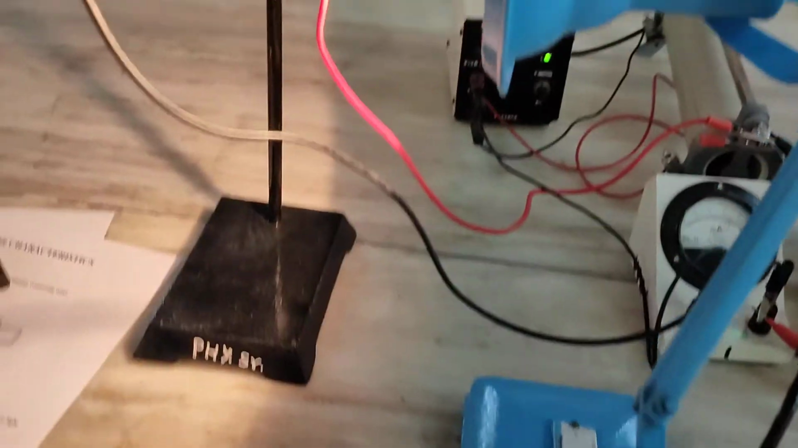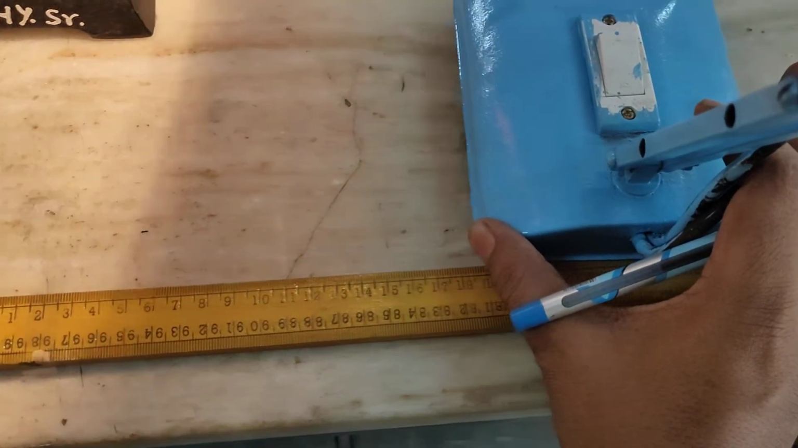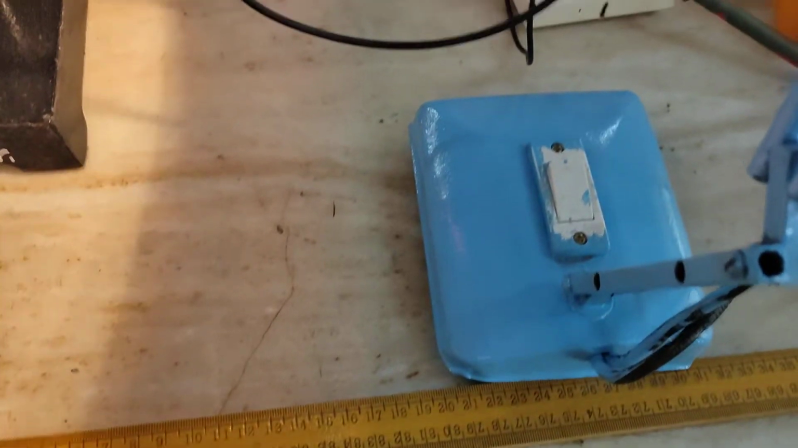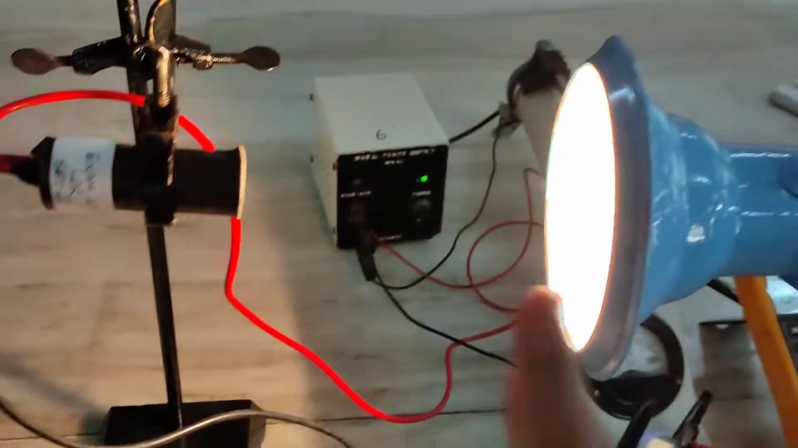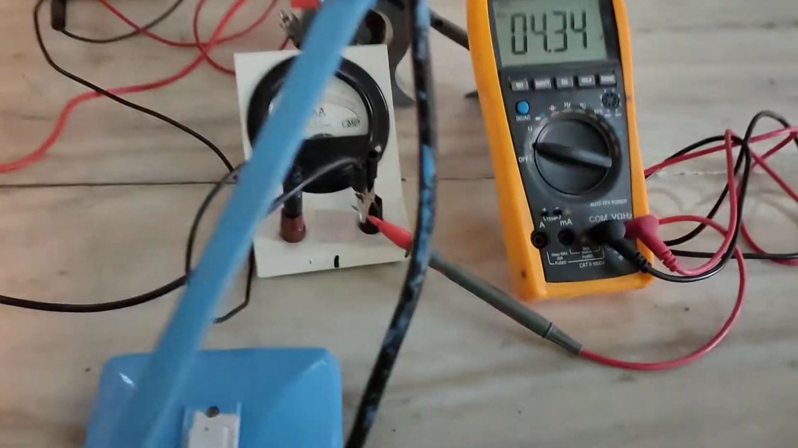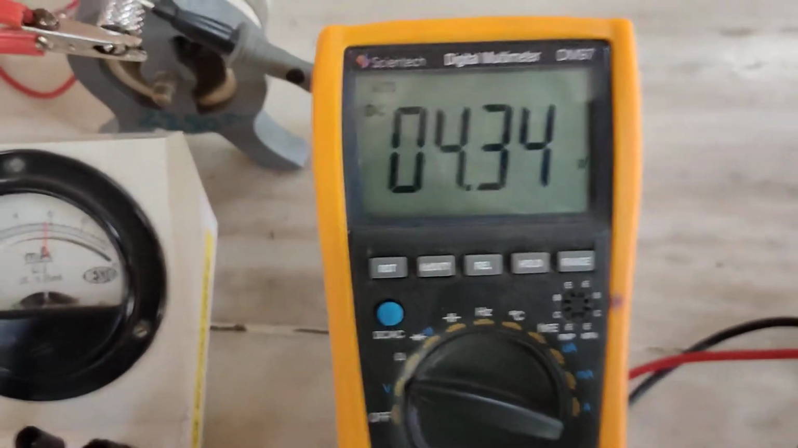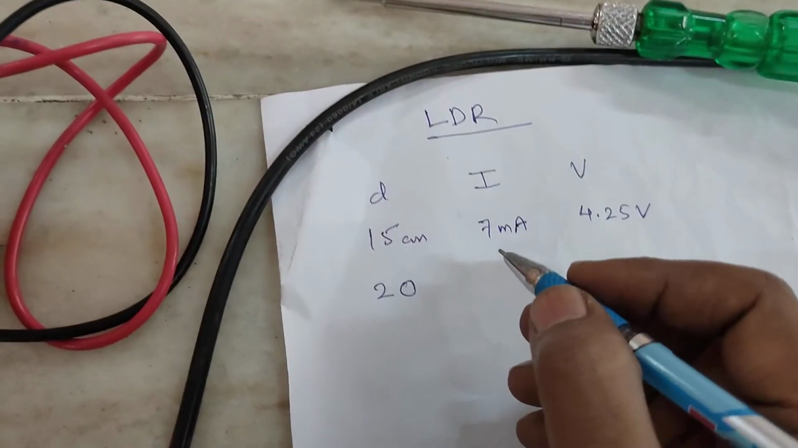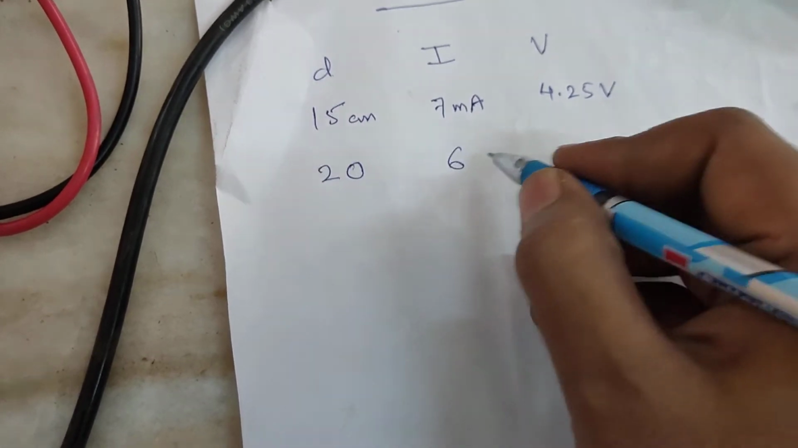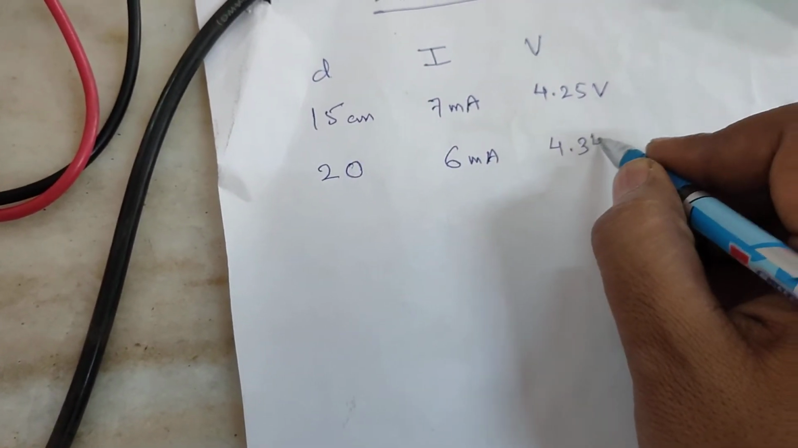Now I will increase the distance by 5 more centimeter. If it is 15, I will make it 20. Look at this. I have made it 20, the distance between the LDR and the surface of the lamp. Now I will check the reading. The current is around 6 and the voltage is around 4.34. So for 20 centimeter, the current has reduced to 6 milliampere, and the voltage has increased to 4.34 volt.